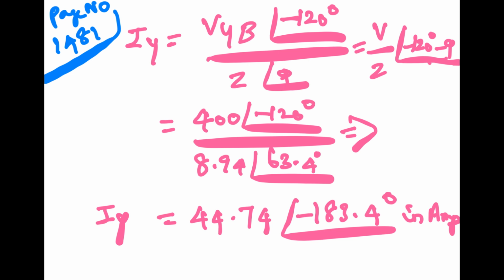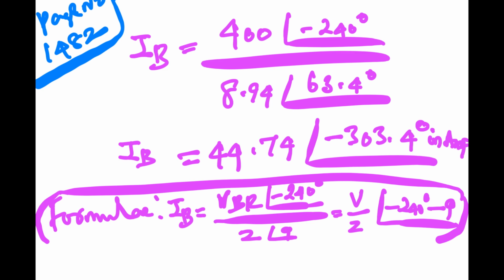IY is VYB angle of minus 120 degree divided by Z angle of phi. That is V divided by Z angle of minus 120 degree minus phi. That formula is already known. Put VYB as 400 angle of minus 120 divided by 8.94 angle of 63.4. We obtain IY value as 44.74 angle of minus 183.4 degree in ampere.